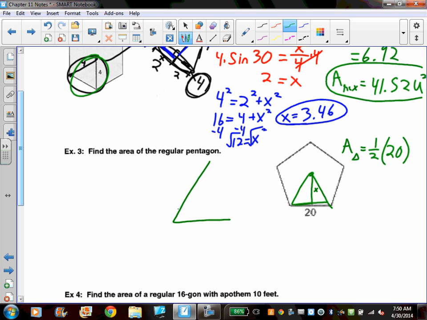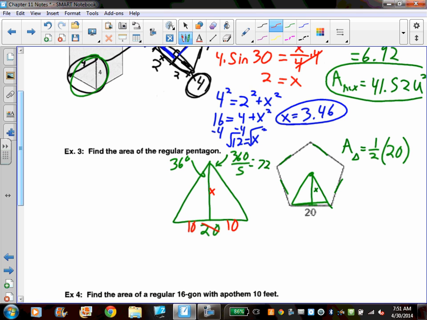So let me draw it bigger like I did last time. This is 20. If we want to figure out this angle up here, we're going to do 360 divided by 5, since there are 5 sides to the shape altogether. 360 divided by 5 is 72. So when I drop the apothem down, half of that is going to be 36. 72 divided by 2 is 36. And when I drop the apothem down, this 20 splits temporarily into 10 and 10.